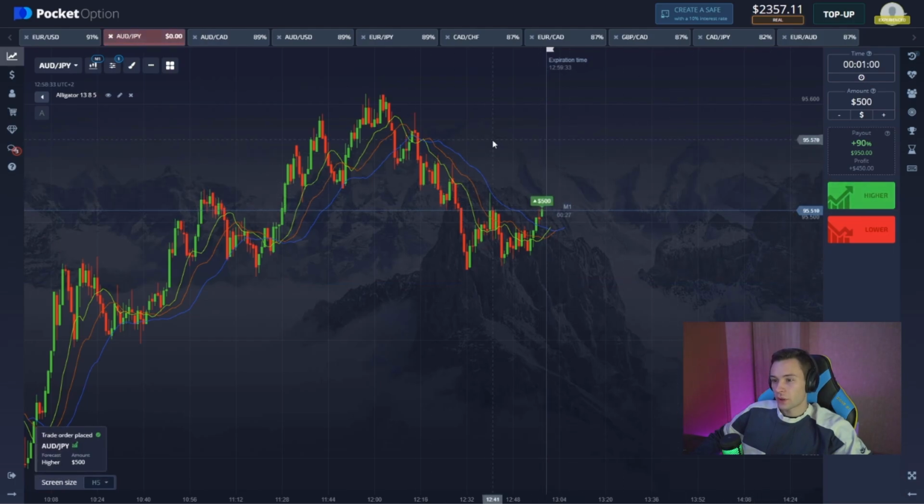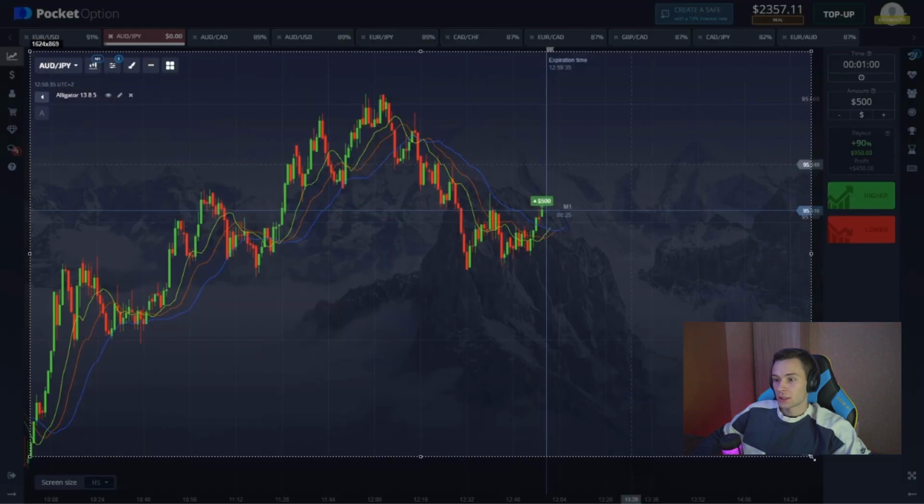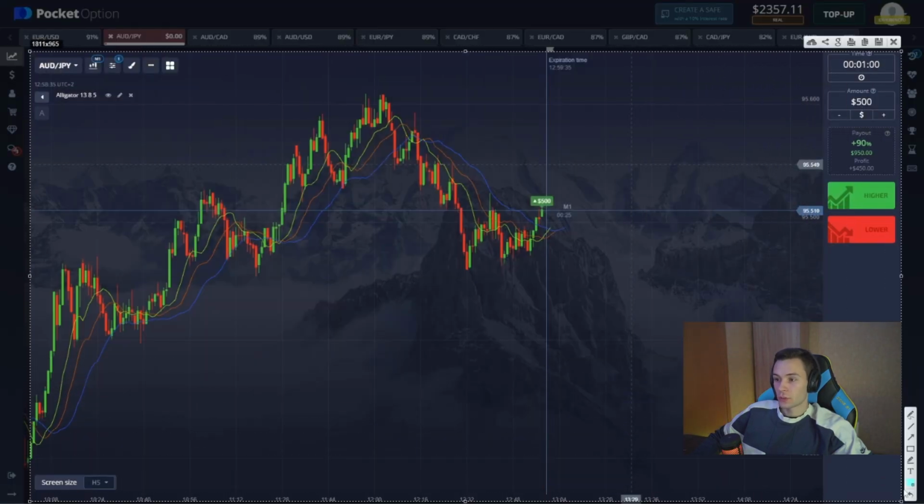So the price broke through here, open a long position. A little bit different principle of trade entry. We see that the crossing of the moving average indicators did happen, and it tells us that there's gonna be a strong uptrend.